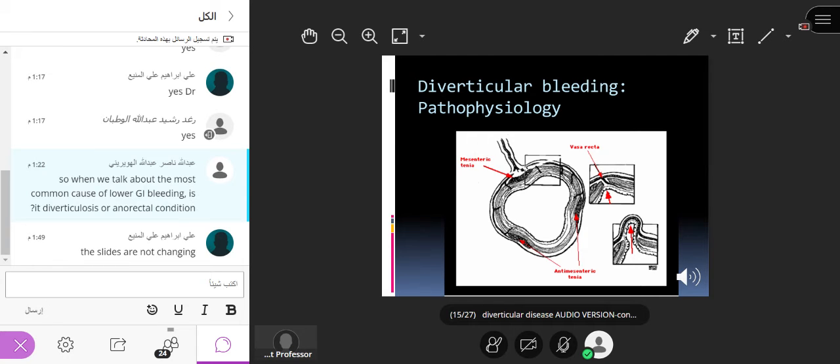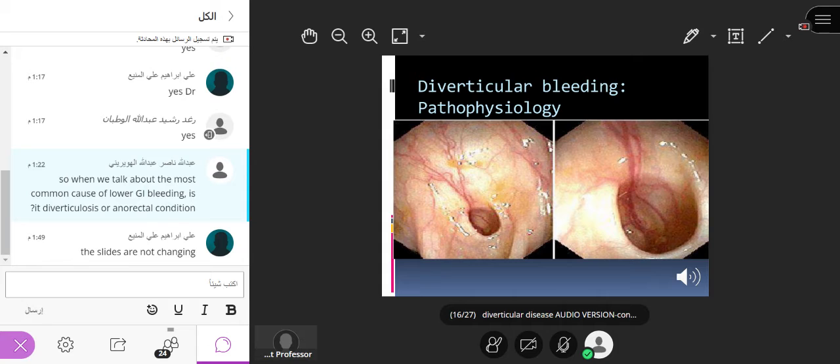They may bleed, painless bleeding. The vasa recta is there in the wall of the diverticula, and when pressure occurs, they may bleed. You see, this is the colonoscopic presentation of bleeding. You will see blood trickling down.